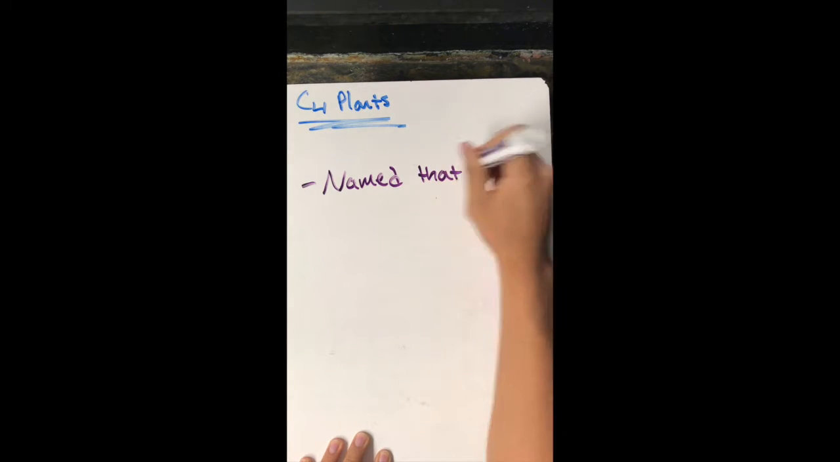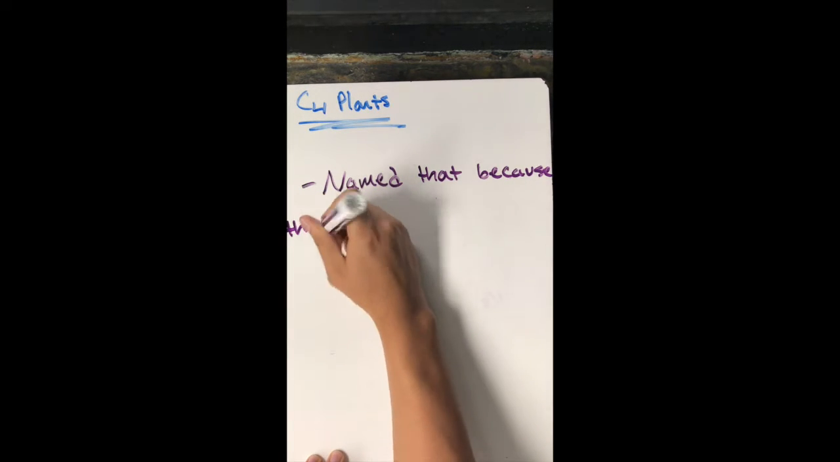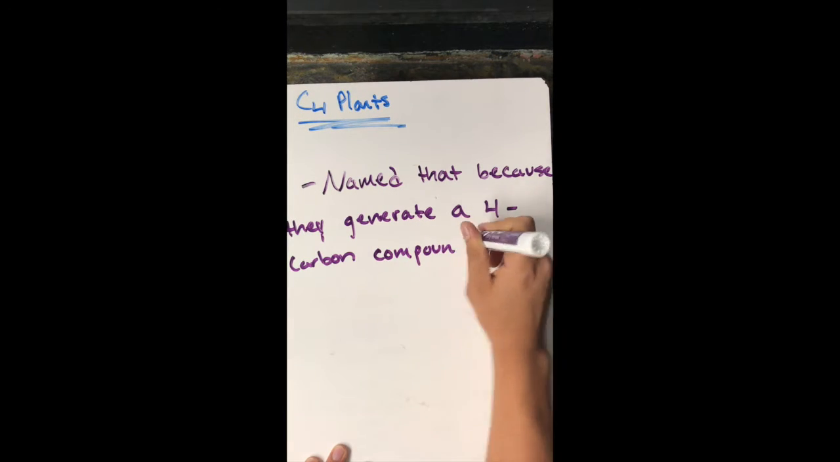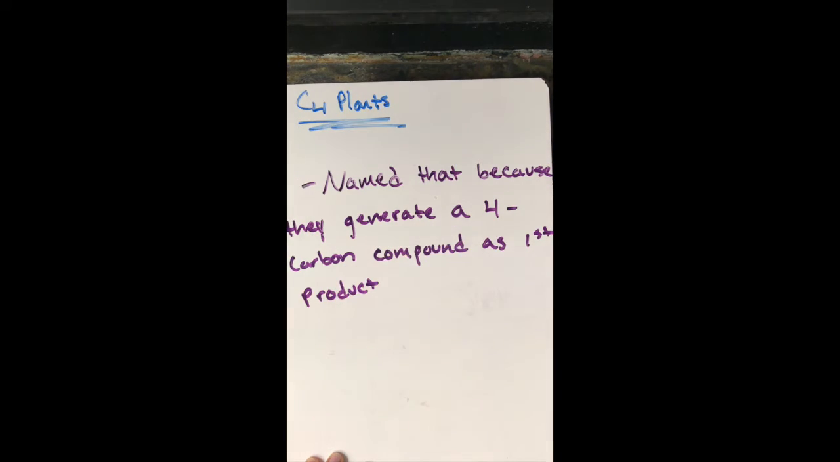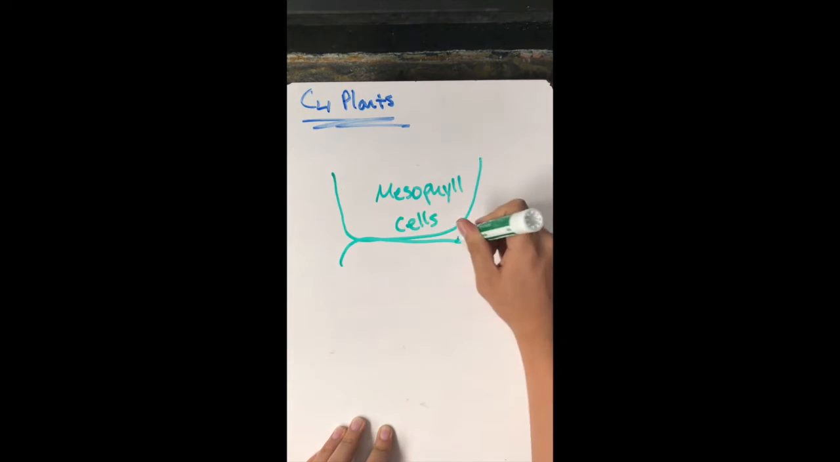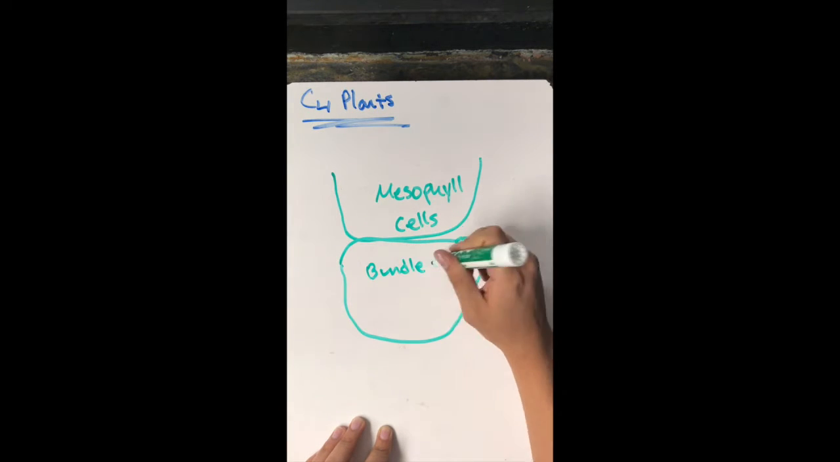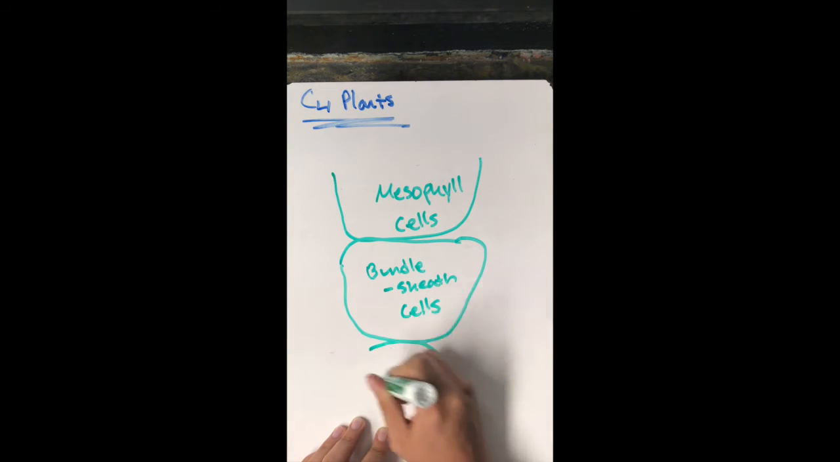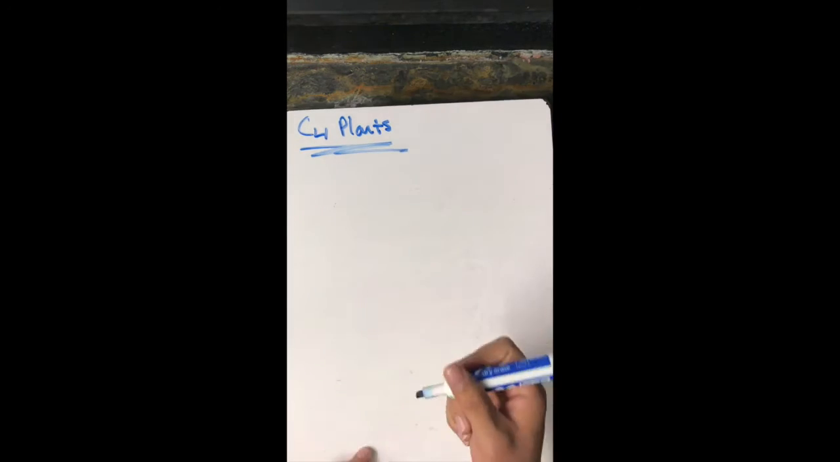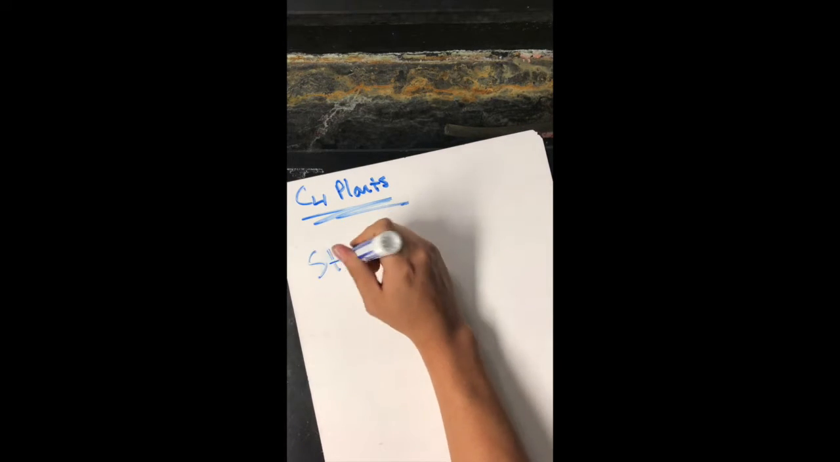C4 plants. C4 plants are named that because they start the Calvin cycle with an alternate way of carbon fixation, which forms a 4-carbon compound as its first product. Some examples of these plants are sugarcane and corn. These C4 plants have 2 types of photosynthetic cells, one of which is called mesophyll cells, which are located between the leaf surface and the bundle sheath cells. The bundle sheath cells are tightly packed around the veins of the leaf.